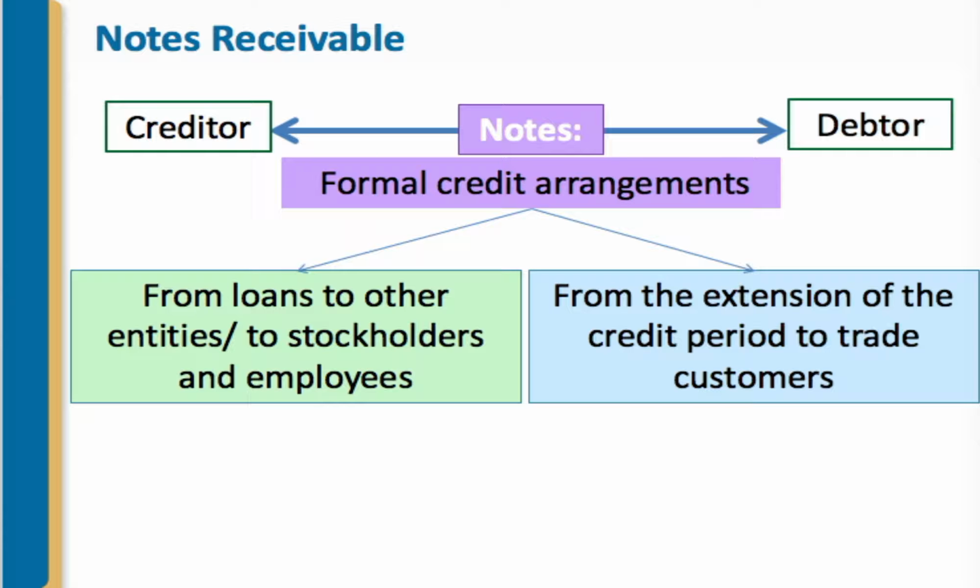When the term of a note is longer than a year or longer than an operating cycle, then it is reported as a long-term note, similar to other assets maturing in greater than one operating cycle.